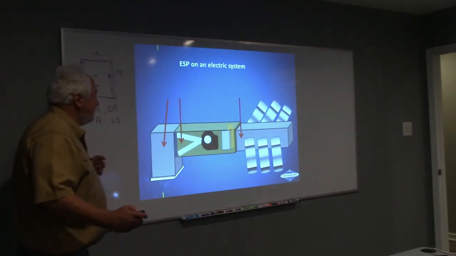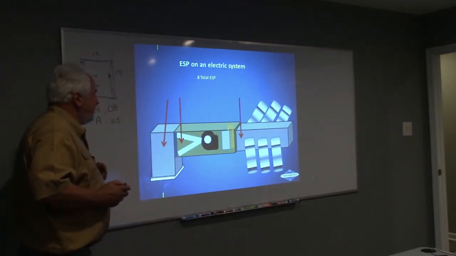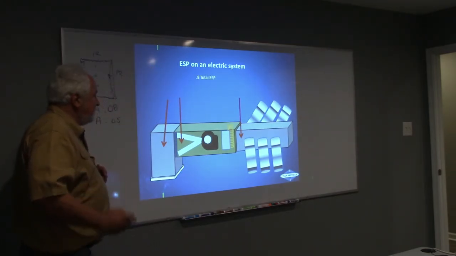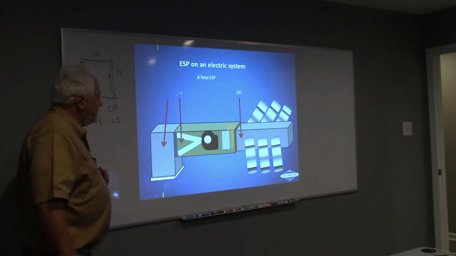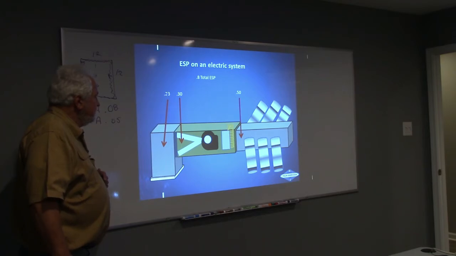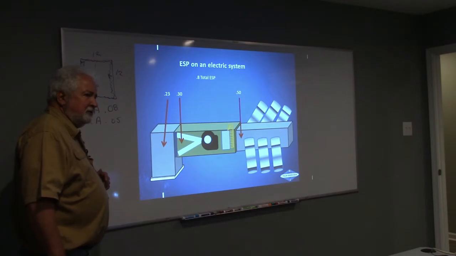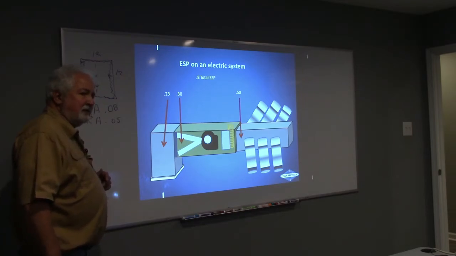All right, let's look at it. 0.8 total. I've got 0.5 on the supply. I've got 0.3 on the return. I've got 0.23 on the other side of the filter. How's my filter doing? 0.07. 0.07. Not too shabby, huh?